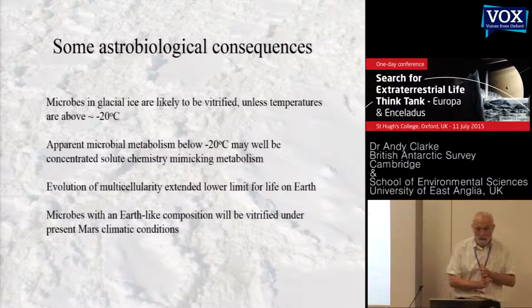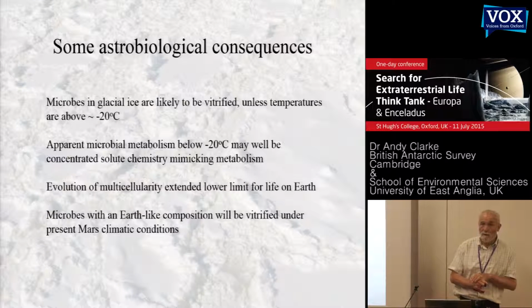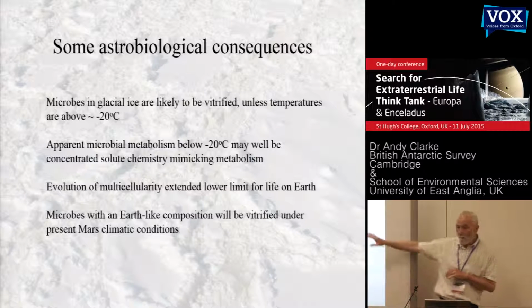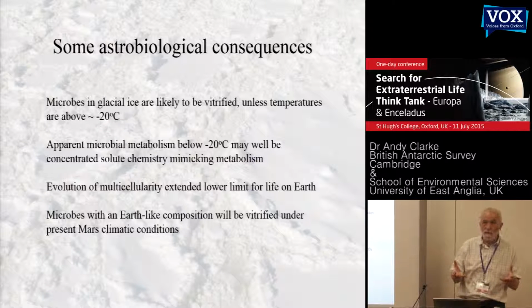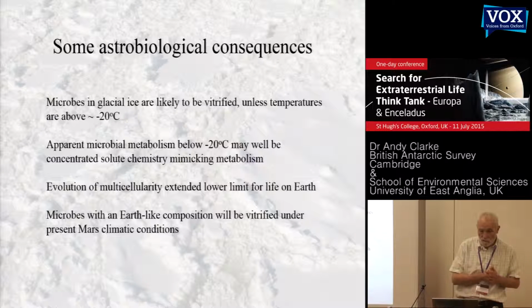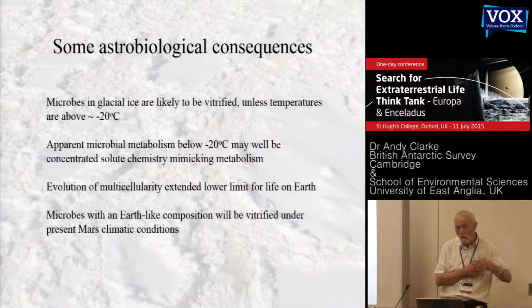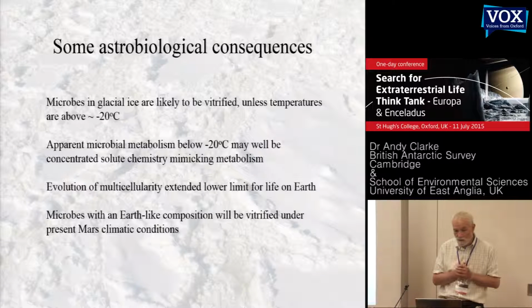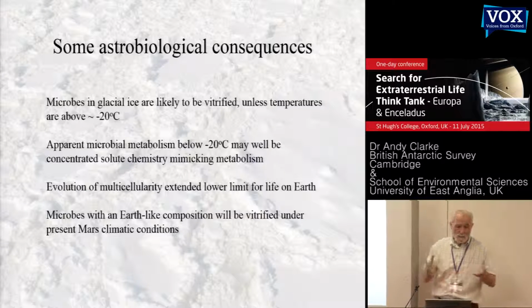Microbes in glacial ice are likely to be vitrified unless temperatures are above about minus 20. I say about minus 20 because it's difficult to make a measurement of the vitrification temperature. We've done it for a number of organisms, and the values vary from about minus 22 to about minus 17, depending on the organism we've chosen. So it's about minus 20. So that's a ballpark figure.